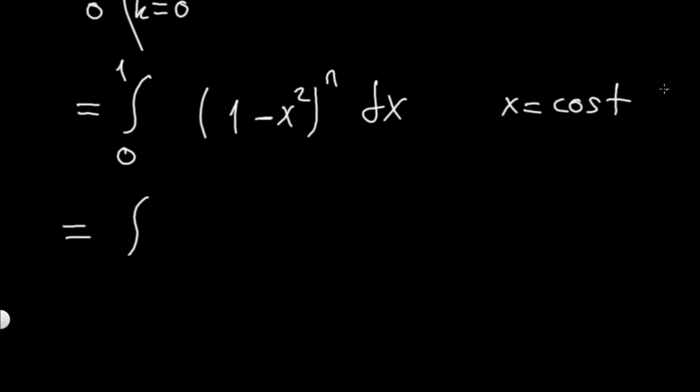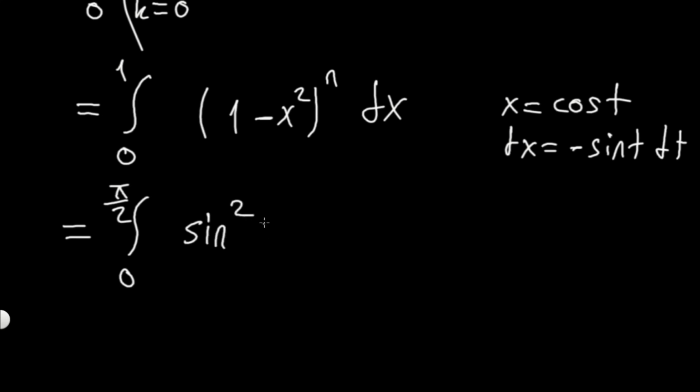So when I put x is 0, t is pi over 2. And when I put x is 1, t is 0. And I will also get a minus from dx. dx is going to be minus sine t dt. So I can just swap the bounds, and I will also get rid of the minus. So it's from 0 to pi over 2. 1 minus cosine squared, which is sine squared. And I also have the nth power, sine 2n t. And also I have this sine t dt, so it will actually be sine to the 2n plus 1 of t dt.